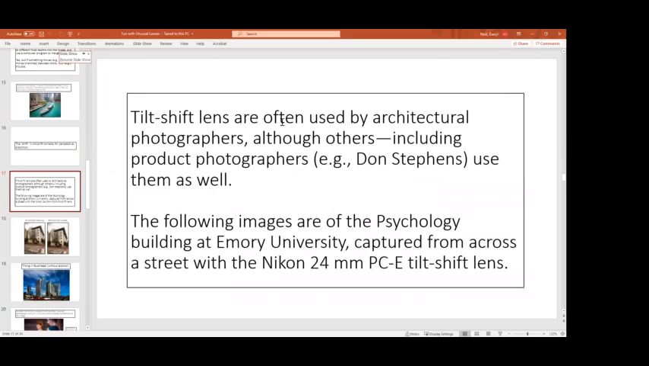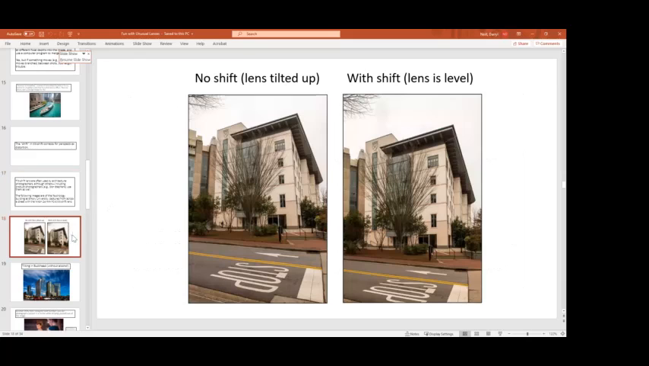So they're particularly, as Don alluded, used by architectural photographers and product photographers. So I grabbed my lens and last week ran outside of the psychology building at Emory. I'm retired, but I still have a little hideout in there. So here's the exact same lens acting as a regular lens. And you have to tilt it up to get it in. If I went further back, yes, I could get it, but then the building would be smaller.